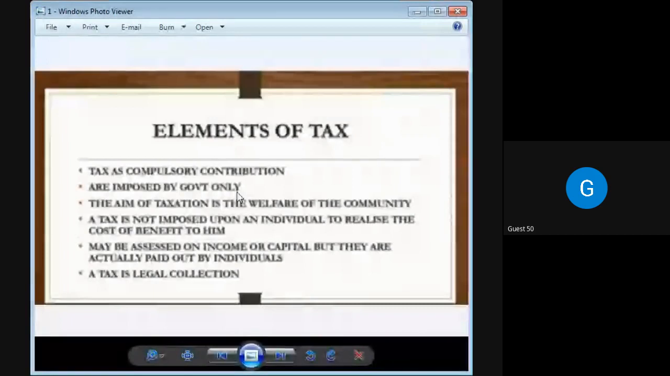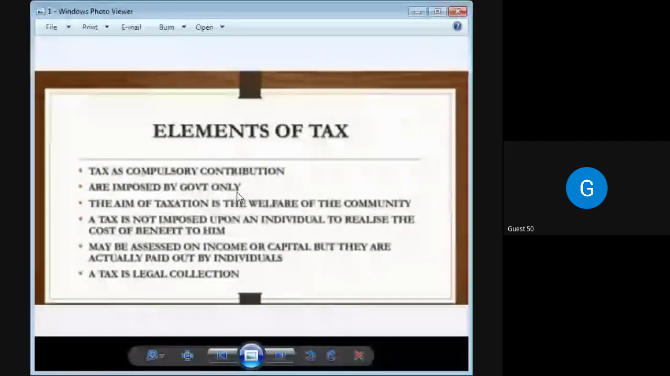The aim of taxation is the welfare of the community. As I told you, why is the government charging tax from individual persons? Because of the common interest. And what is the common interest? It is the welfare of the community. गवर्नमेंट का कहना है आप हमसे रिटर्न में टैक्स के बदले में कुछ नहीं मांग सकते, मगर हम आपको टैक्स का पे रिटर्न में देंगे बहुत कुछ. वो क्या होगा? That is the welfare of the community.